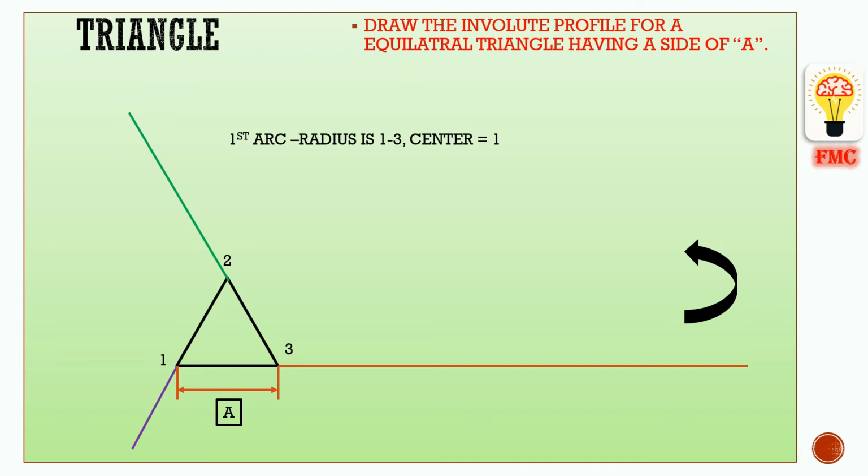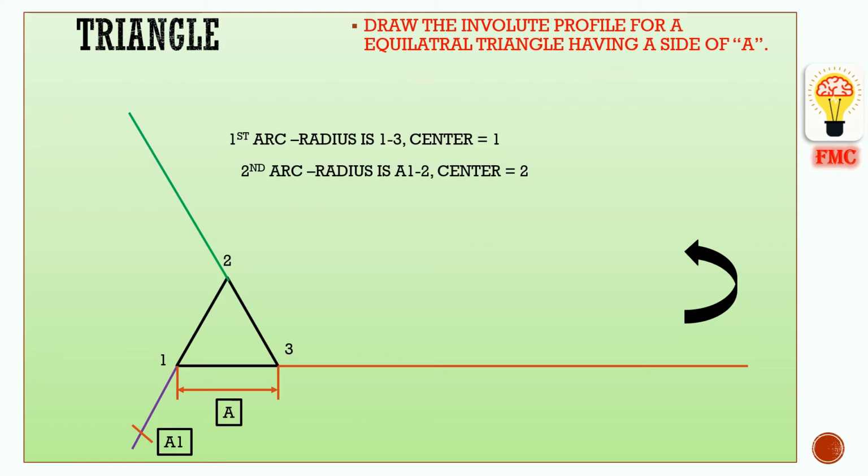Then you have to check from where to make the arc and what the distance will be. For making the first arc, the radius is the distance between 1 and 3, that is the base distance given in the problem, and you place your compass at point 1. You cut one arc and give it a name. I have given it the name A1, as it is the first arc.